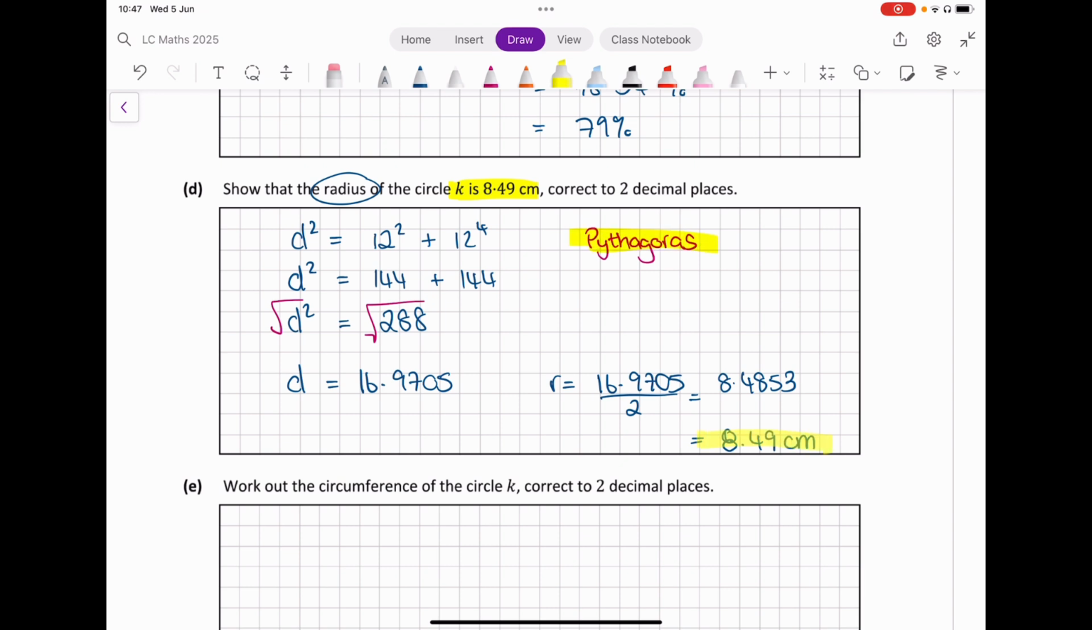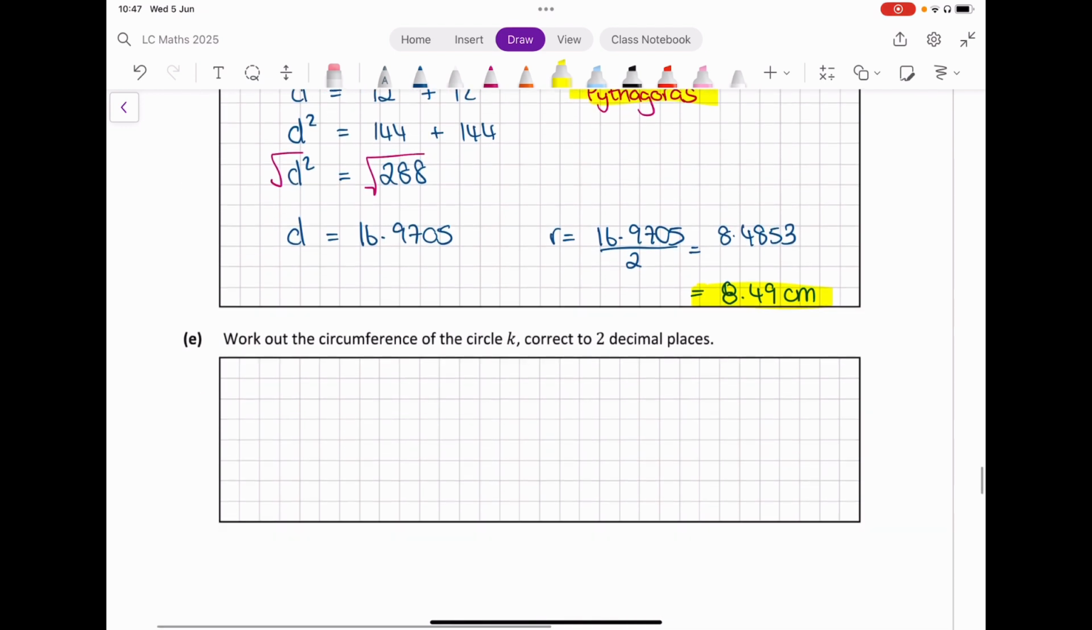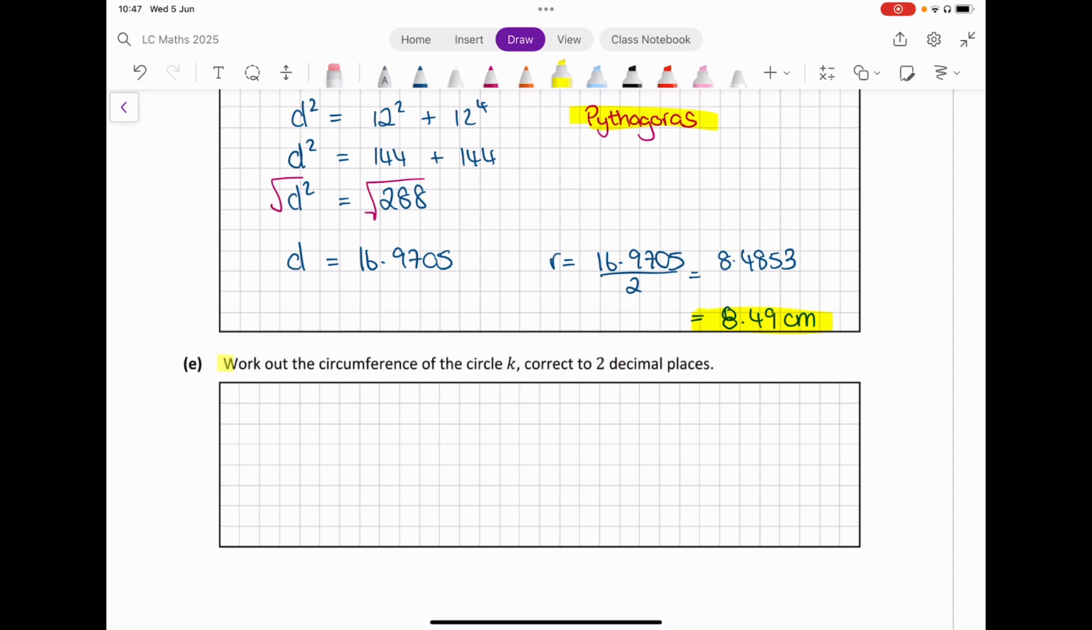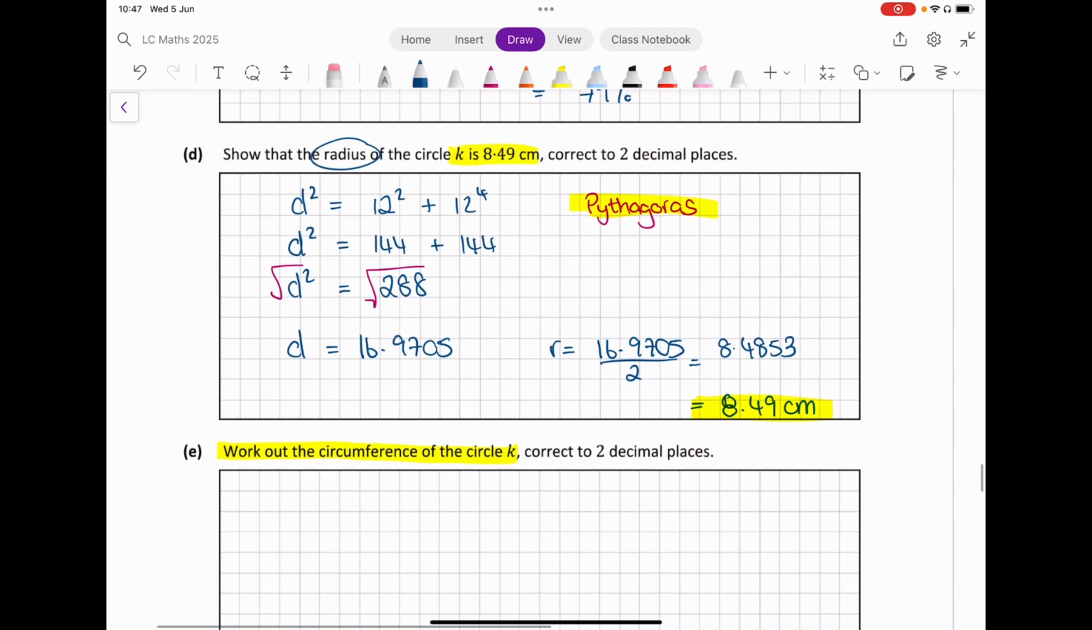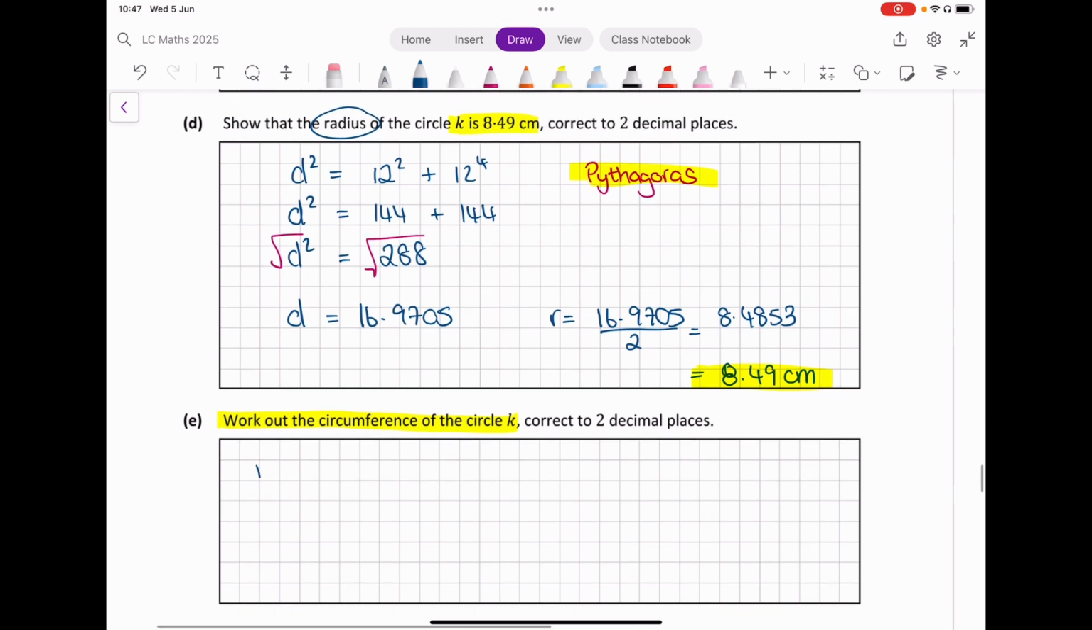And then that is my answer down here. Now they give me the answer, but they're asking me to prove that that is what it is, and I have. So next question then. They're asking for the circumference of the circle K. Now you might get bogged down because you haven't been able to find the radius of K, but remember in the question above, they tell you that the radius is 8.49.